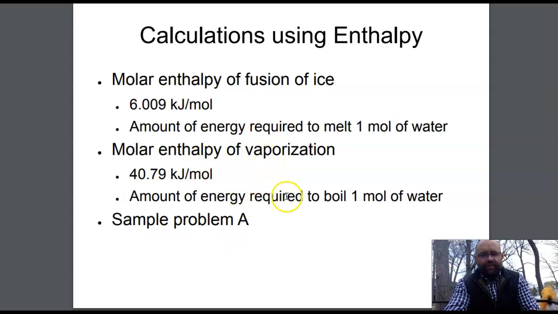And then sample problem A found in your book. You just multiply the 40.79 kilojoules times the number of moles of water present. I'll post another video walking through sample problem A.